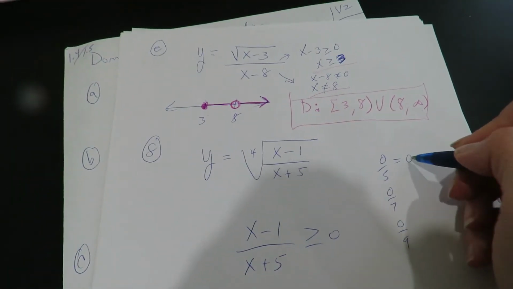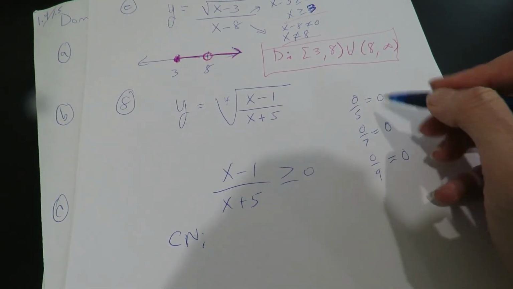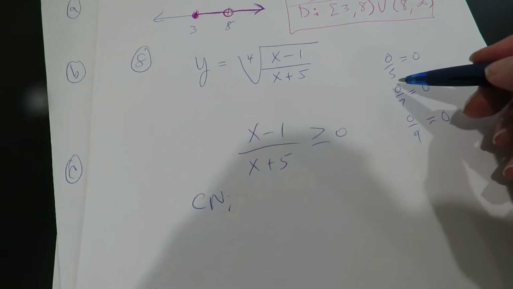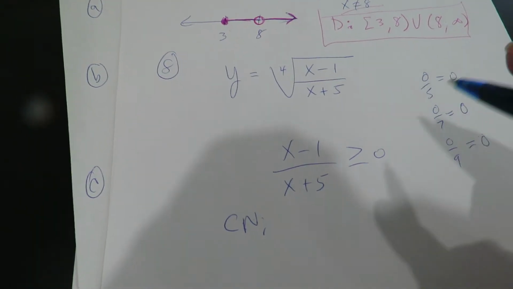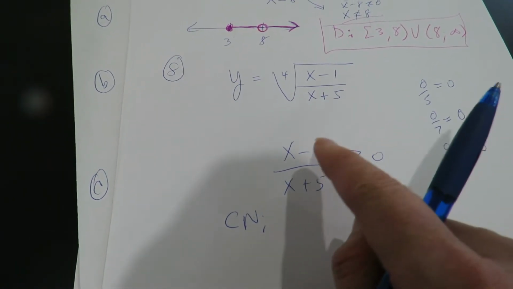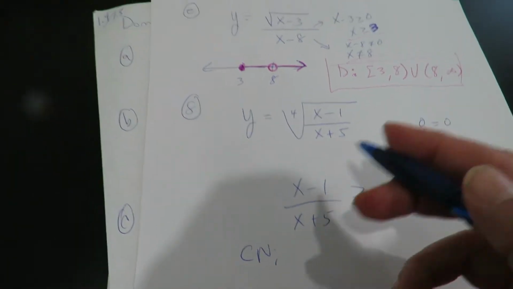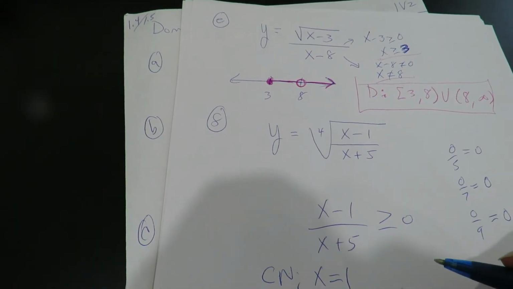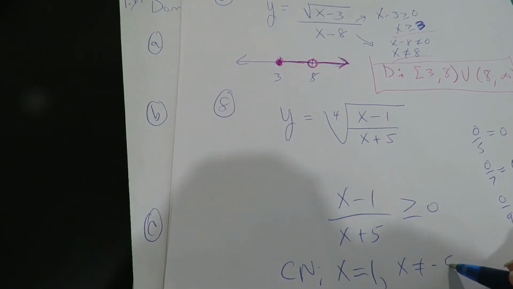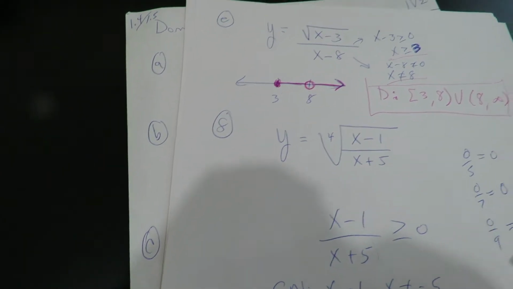0 over 5 is 0. 0 over 7 is 0. 0 over 9 is 0. If the numerator is 0, the fraction is 0. It's when the numerator and the denominator are both 0 that it's called indeterminate. That's something different, okay? But the critical number is when this is equal to 0. A fraction is equal to 0 when the numerator is equal to 0. So the numerator will be equal to 0 when x is 1. And we know here that x cannot be -5. That's more of a domain restriction because you can't divide by 0.